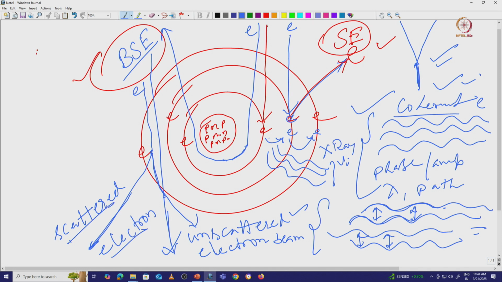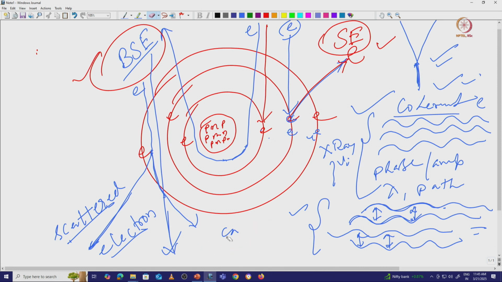Now what happened to this kind of electron where there is a direct interaction and it displaced this electron from here to here, or this electron is completely kicked out from this atom, and then we are getting the secondary electron. But what happened to this incident electron? Okay, so this incident electron, we want to draw that incident electron here. So we will erase this part and then we will see.